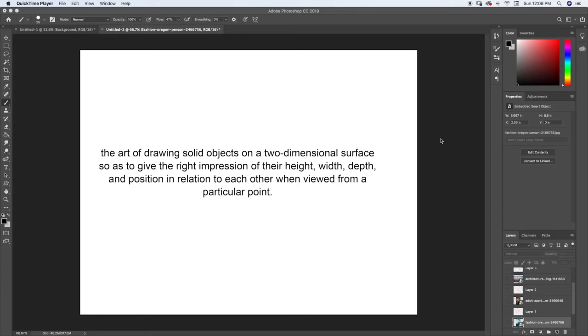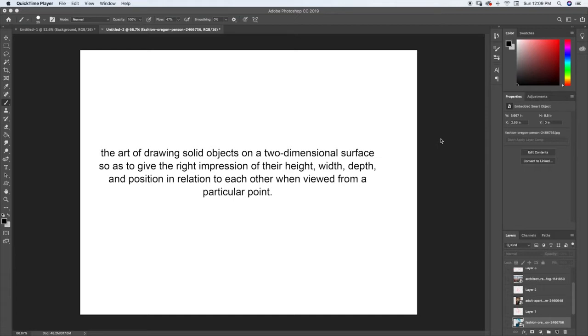In this lecture, we're going to be learning about perspective. Now right here, I have the definition of perspective, so let me just read it real quick. Perspective is the art of drawing solid objects on a two-dimensional surface so as to give the right impression of their height, width, depth, and position in relation to each other when viewed from a particular point.